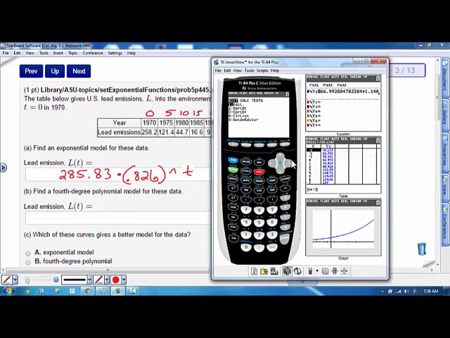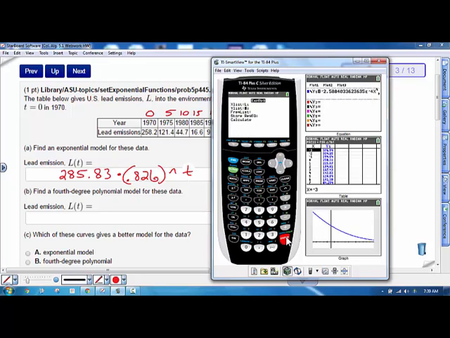They want us to go back then and do stat calculate and do quartic regression, which is 4th degree polynomial. And we're actually going to store this one in vars y variable function y1. And the reason why is because this one's a better fit. As you can see, the r squared value here is very close to 1. And on our last one, stat calculate exponential regression, it was a very good fit, but it wasn't quite as good as the quartic.